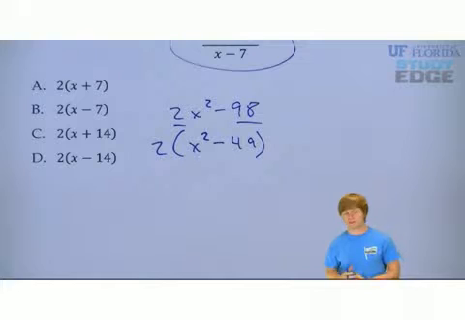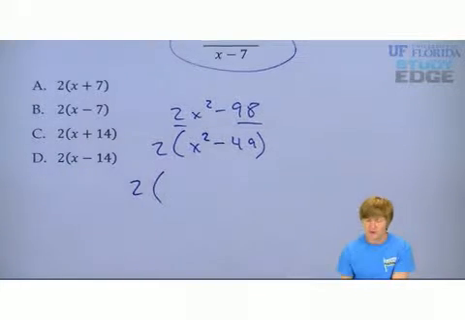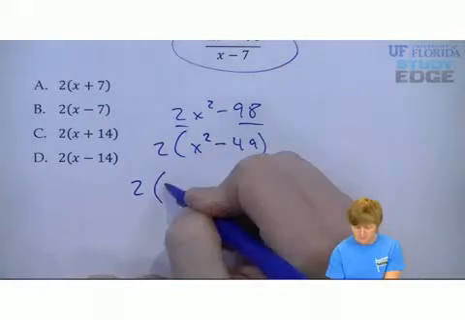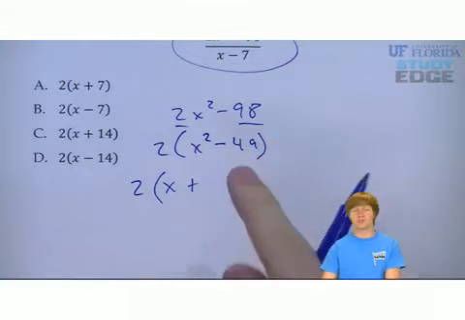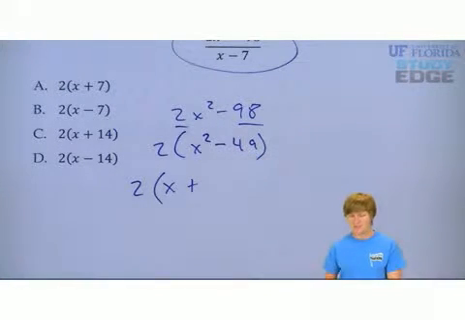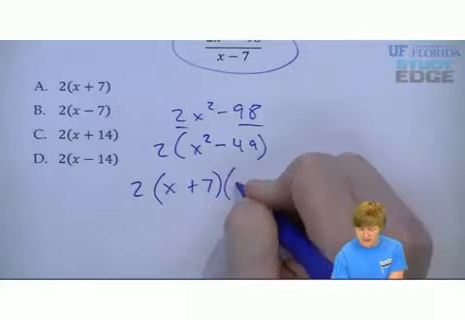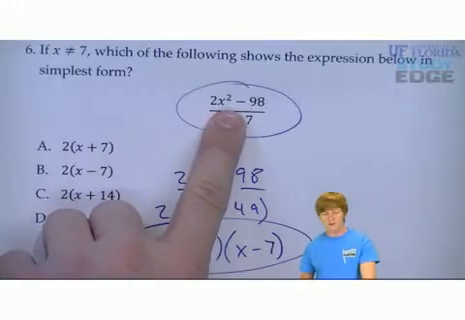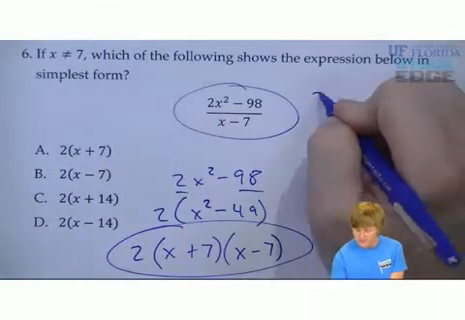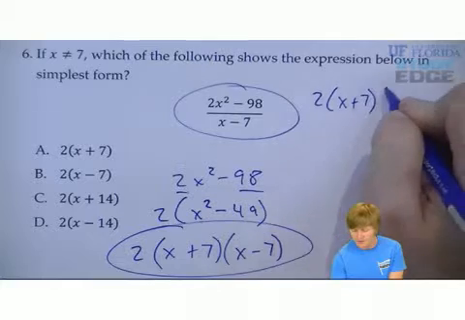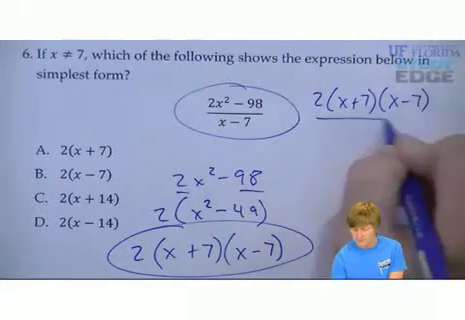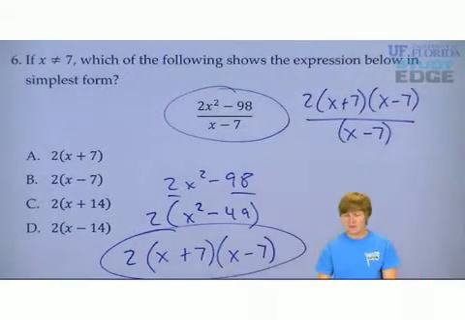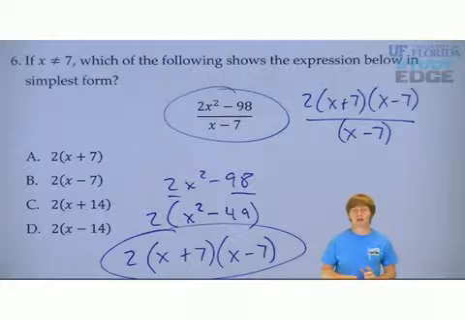So how do we factor the difference of perfect squares? I'm going to keep my 2 out in front. I know that I'm going to have my first squared term, which is x, plus my second squared term, which is 7. Remember, 7 squared is the same thing as 49. So it's going to be x plus 7, and then x minus 7. This is now the factored form of my numerator. So I'm going to rewrite my numerator as 2 times x plus 7 times x minus 7, over x minus 7. This is my entire expression.